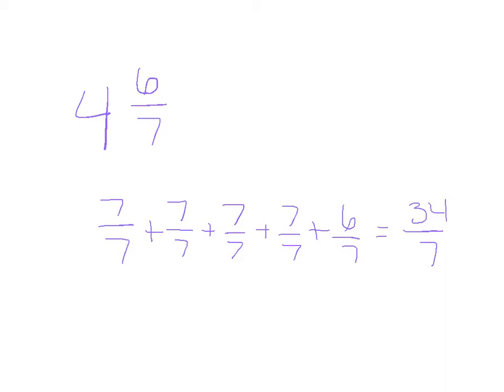So 34/7. Stellar mathematicians. That's what we are. Okay. So our improper fraction would be 34/7.